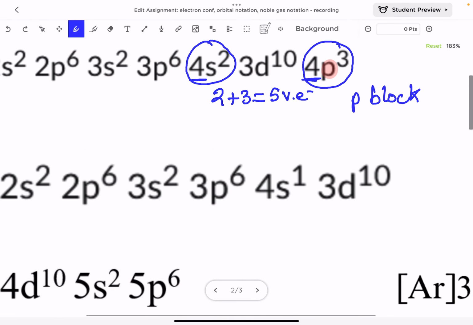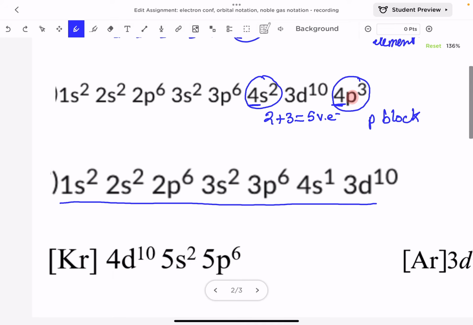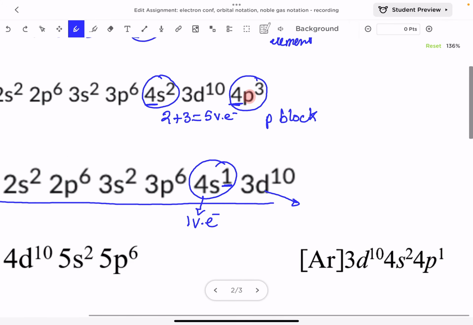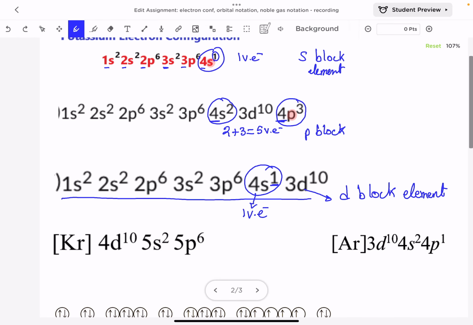Now, looking at this configuration, where's the highest level? 4 is the highest level. So we have 1 electron in the 4, so 1 valence electron, but this element's configuration ends with d, so this is a d block element. You will find it in the middle of the periodic table. So the configuration of this element shows that this element belongs to the d block.